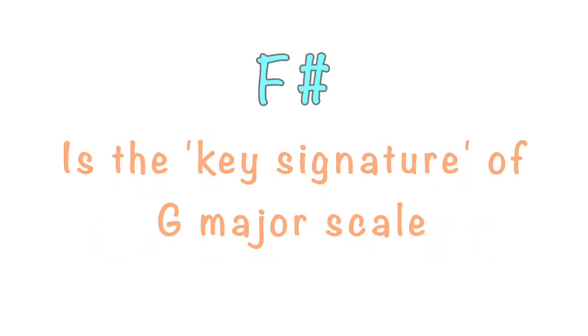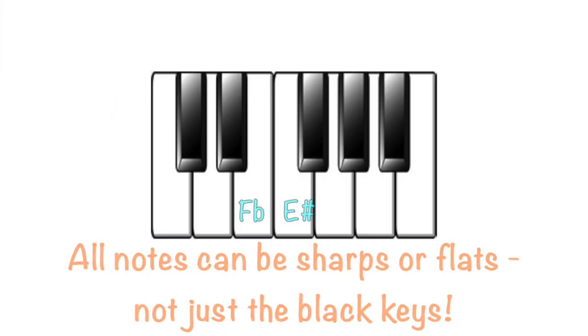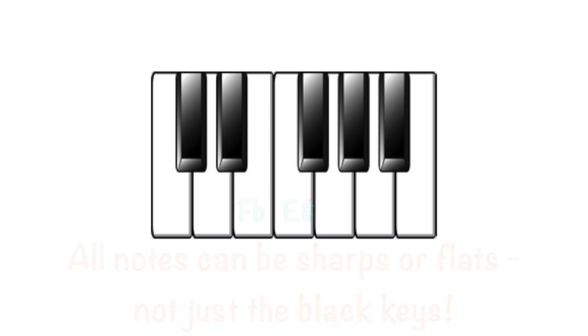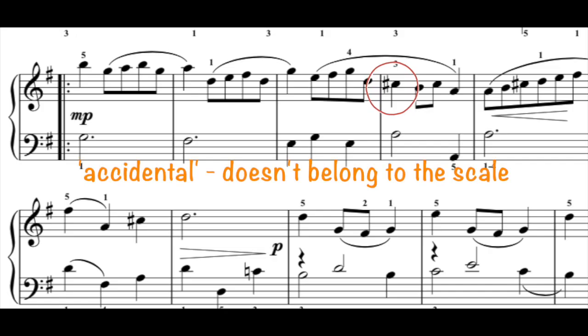Any notes that have to be altered in order to comply with this rule, sharpened or flattened, become a key signature of that scale that we see at the beginning of each line on sheet music. Even B, C, E and F can be sharpened or flattened. Sharps and flats are not just the black keys. That key signature represents the scale, the set of 7 notes, the piece of music is using. Any notes used that are different to those 7 notes are called accidentals.